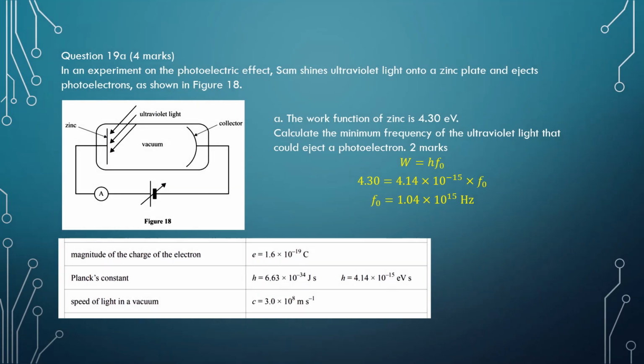The minimum frequency of light produces the work function. Using Planck's equation, we can calculate this frequency. Here, the unit of Planck constant is electron volt because the work function is in electron volts.